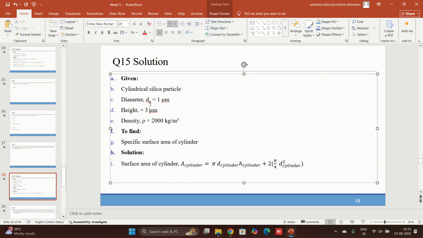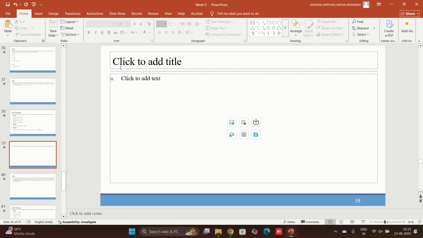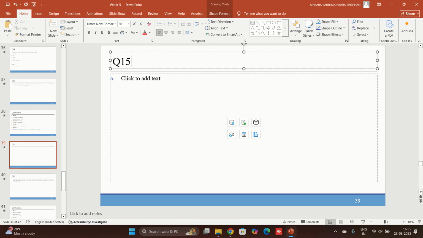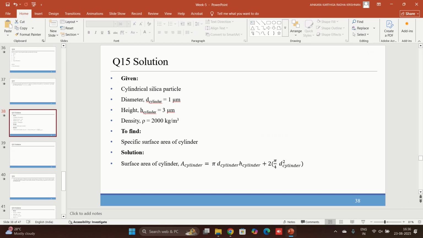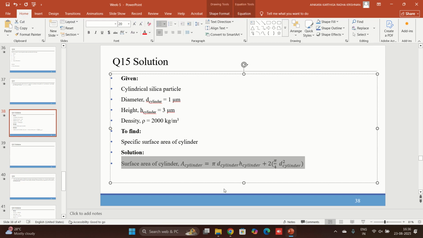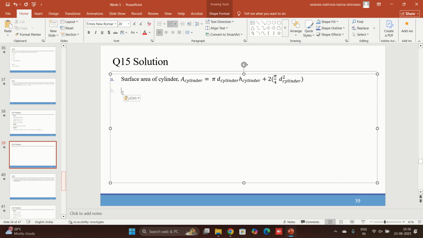So d cylinder is 1 micrometer and h cylinder is equal to 3 micrometer. Now we can substitute it. New slide. Question 15, solution. It is 1 micrometer and 3 micrometer.